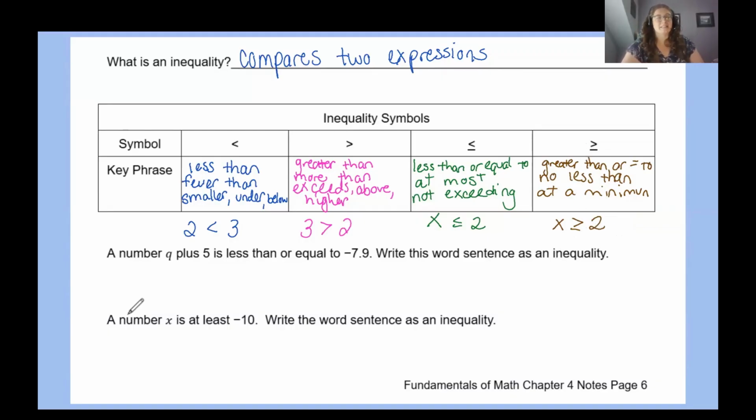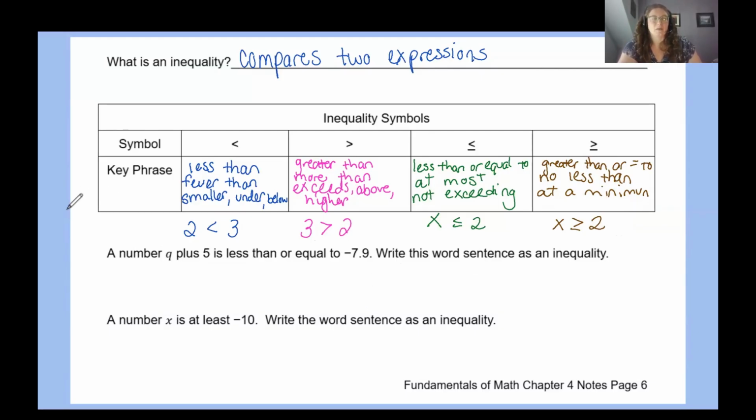So we're going to practice writing some of these phrases here as an inequality. So we have a number q plus 5 is less than or equal to negative 7 and 9/10. So we have a word sentence here that we want to write as an inequality.